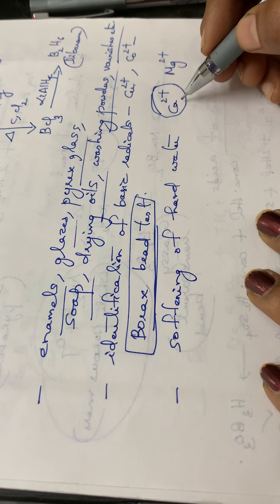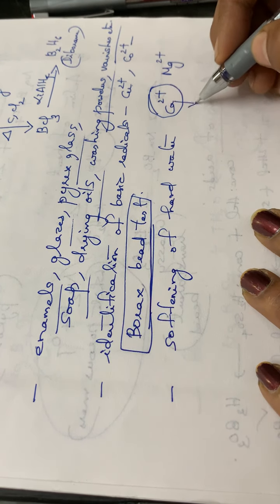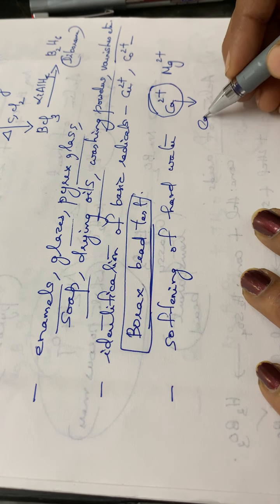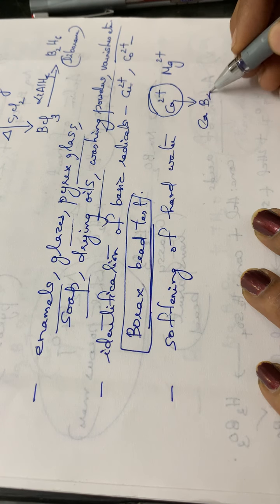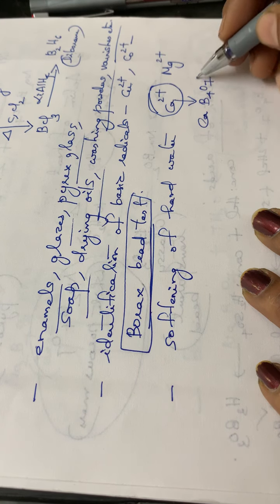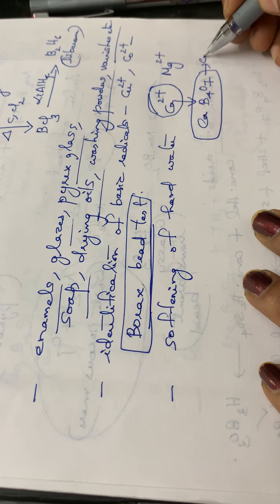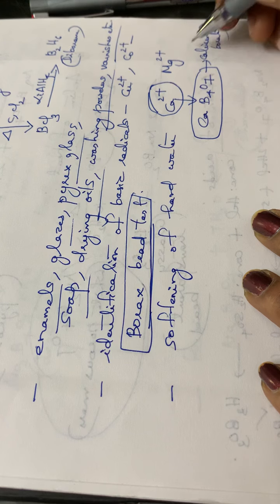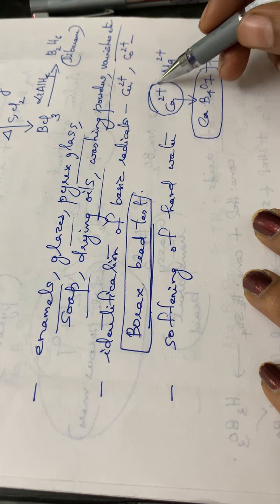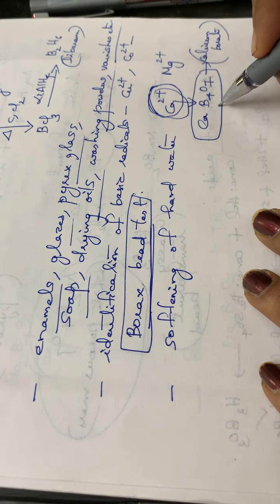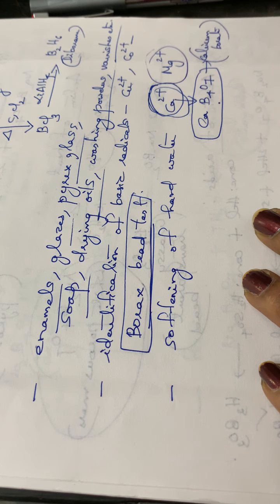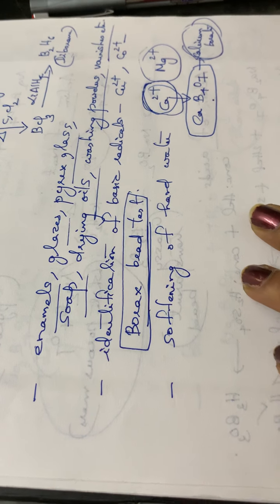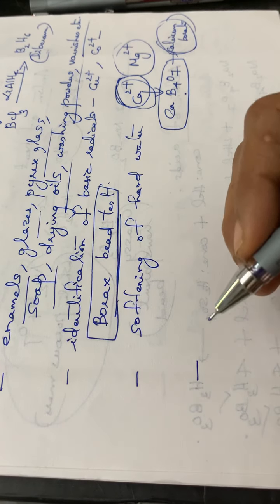So borax reacts with the Ca2+ ions, and thereby the Ca2+ will be removed from this hard water, so that it will be precipitating as CaB4O7. That means CaB4O7 is calcium borate. Thus calcium ions are removed from this hard water. Similarly, magnesium ions can be replaced. So this calcium borate will be precipitated and we can filter that particular solution or water.